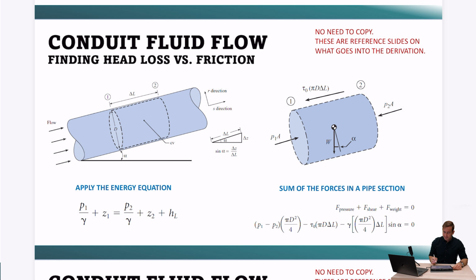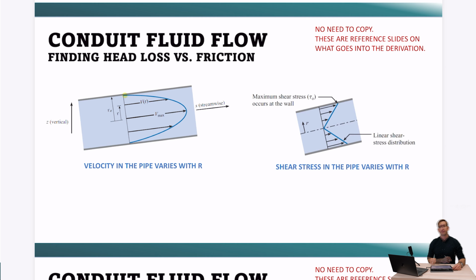The last little bit you'd have to factor into your sum of the forces equation would be the weight of the fluid, which you can see is our gamma times the cross-sectional area of the pipe times the length of the pipe times sine alpha, because we're looking at a sum of the forces along the axis that is in the direction of the pipe this way.